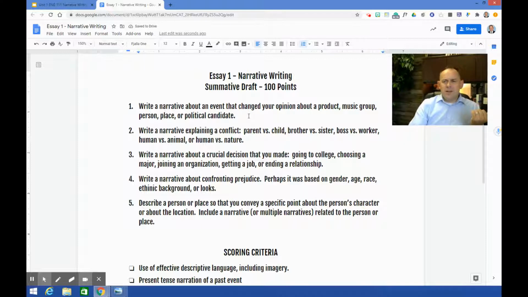Now, if there's something that's not on that list, but it's about an event and you want to write about it, you certainly can do that. You're not locked in terribly to just a product, a music group, a person, place, or political candidate. I've used these essay prompts before, and I can remember one of the best essays I read that was a narrative was about a young man's opinion changing about a group. And this has been several years ago. You may not even remember the Dixie Chicks.